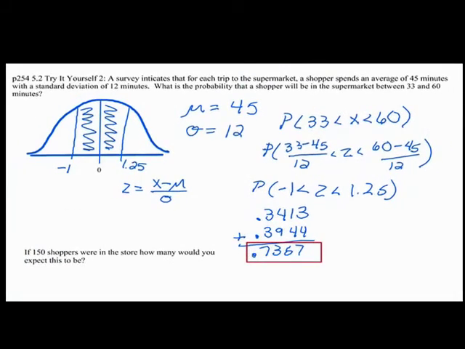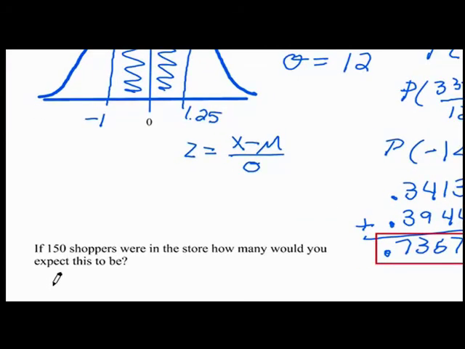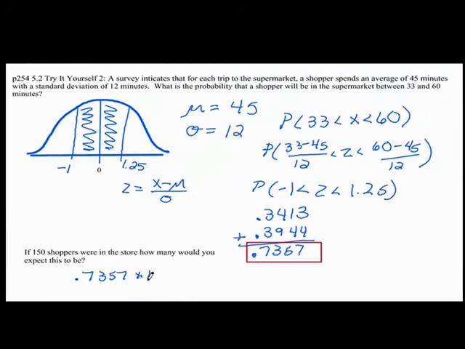Now for part D in the problem, it asks you if there's 150 shoppers in the store, how many would you expect this to be? So we're just going to take our 0.7357, just leave it as a decimal, and multiply it by that 150 in your calculator, and you'll end up with about 110 shoppers. So that's how many would be in the store for that length of time.